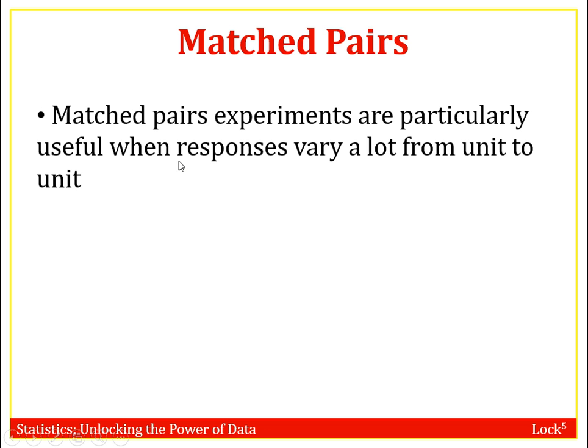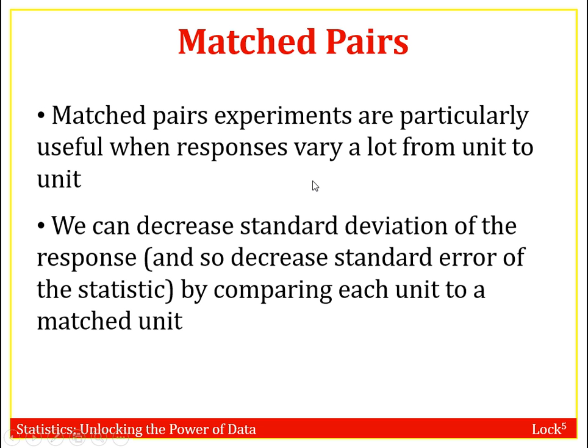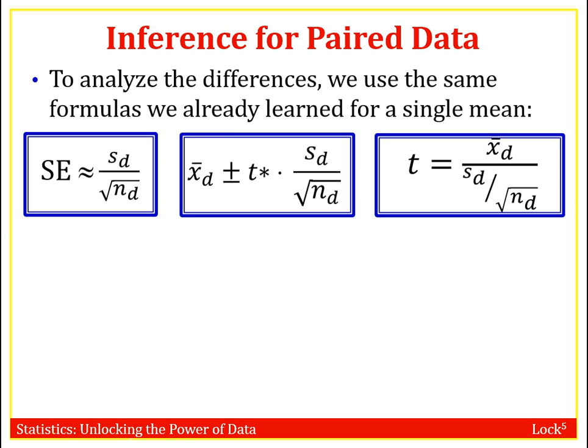And this goes back and mentions the whole idea of that variability from one group to another group or one person to another group. Matched pair takes into account a lot of that, so it can decrease the standard deviation of your responses. So when you're dealing with matched pair, it's really a single mean. So your standard deviation of that single mean is what we've looked at before, the standard deviation of the sample over the square root of that sample size.